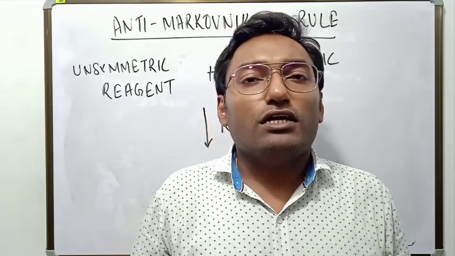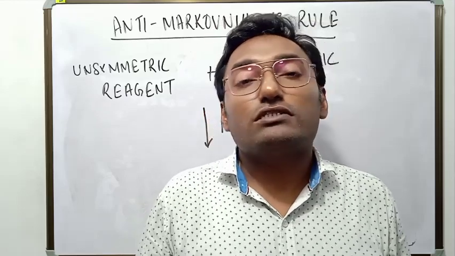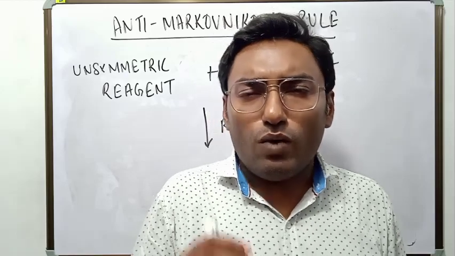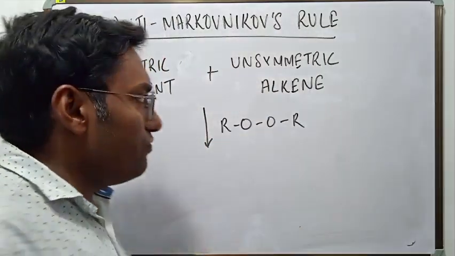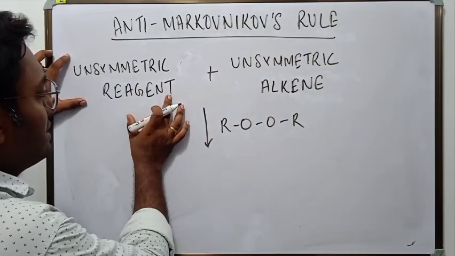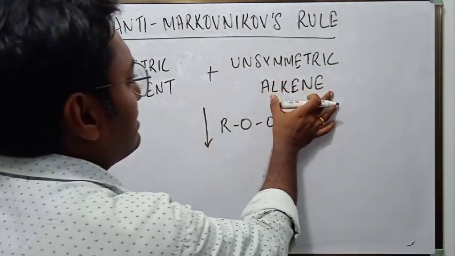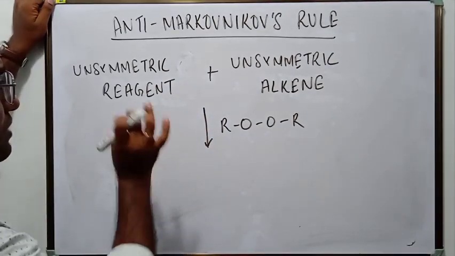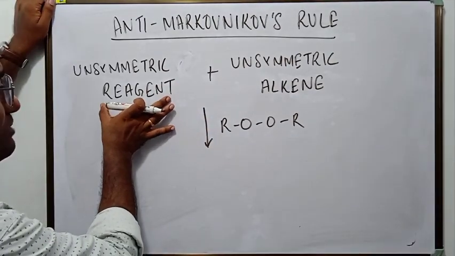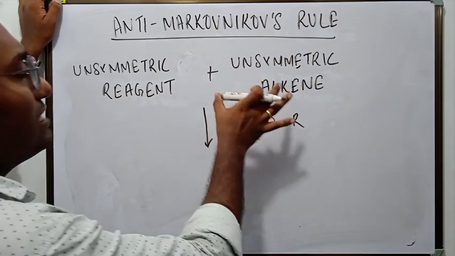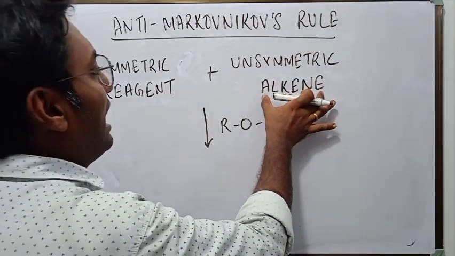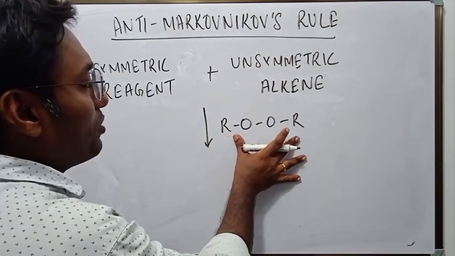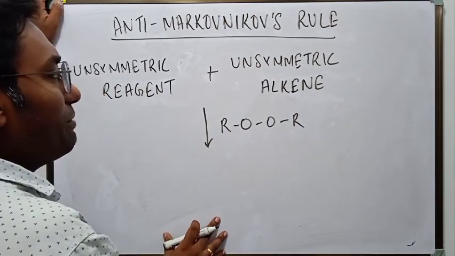Welcome, dear students. Today we are going to discuss the Anti-Markovnikov rule. What would happen if an unsymmetrical reagent reacts with an unsymmetrical alkene, and that too in the presence of peroxides? What would happen?